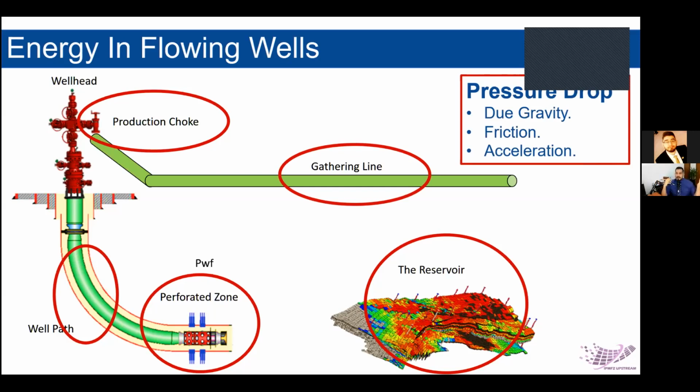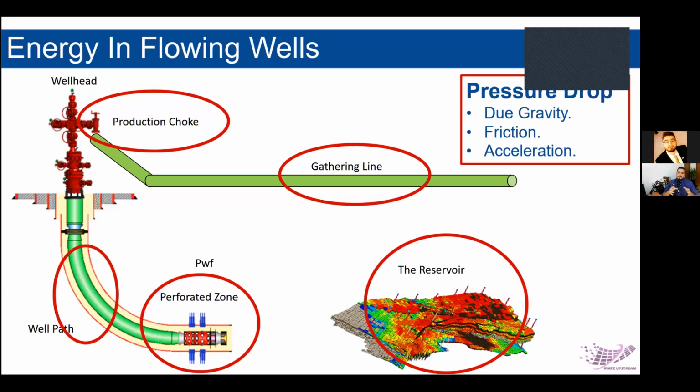You will either have a pressure drop due to gravity, or because of the friction happening between the fluid that's flowing from the wellbore, or you will have a pressure drop due to acceleration. I think the part of gravity and friction is well understood. However, the pressure drop due to acceleration might not be understood. This mostly happens when you have highly compressible fluids, namely gas.